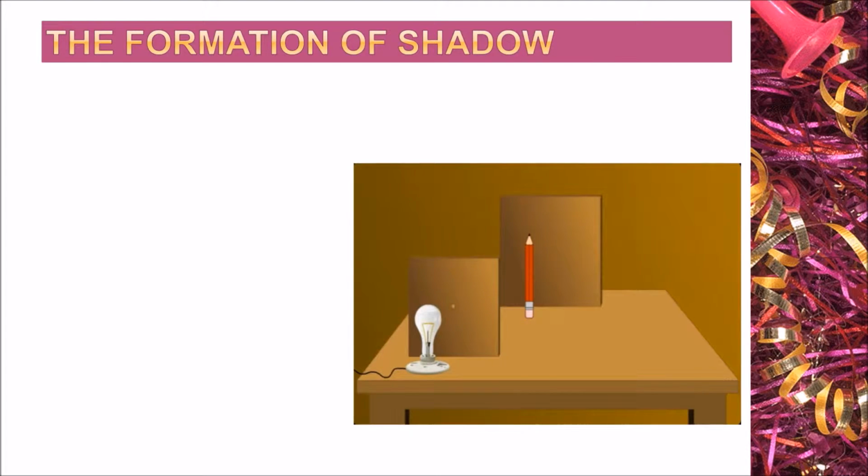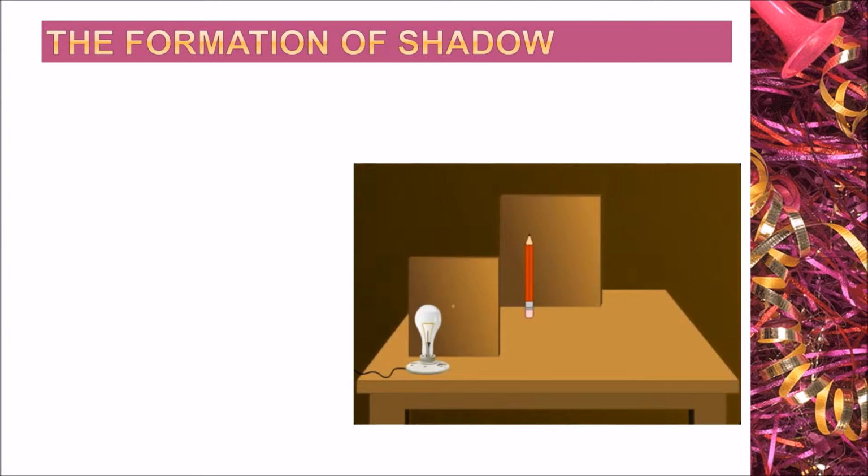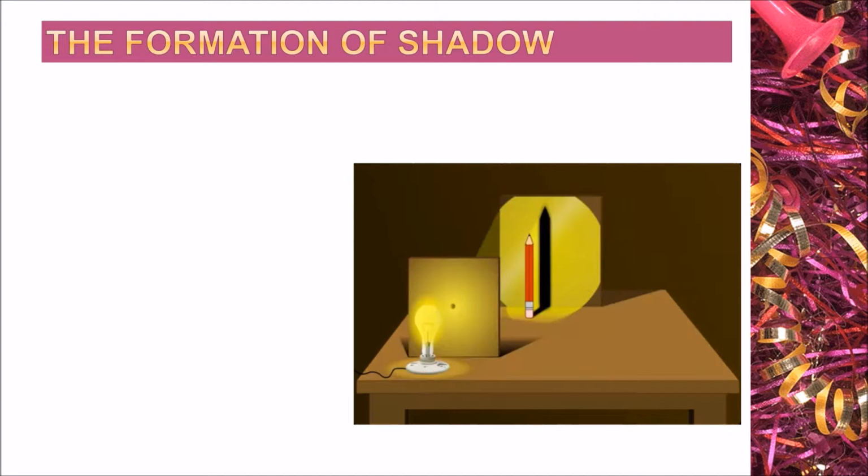Now, why do you think we have a small hole? See, if you compare the bulb with the pencil, the bulb is pretty big. I mean, you can't call it a point source. So we allow the light to pass through the hole so that it acts as a point source.